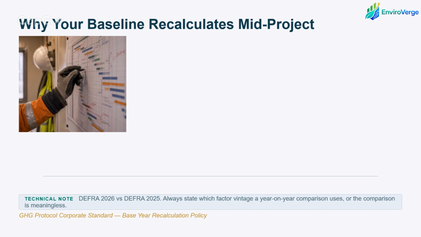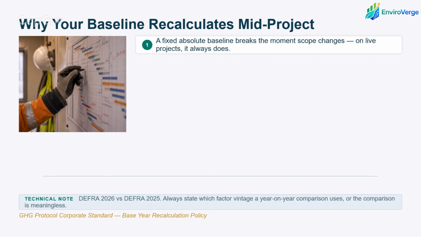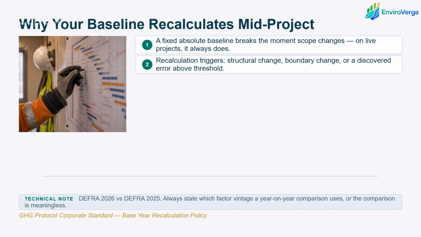Which brings us to the baseline, your reference year, the thing every reduction gets measured against. A fixed absolute baseline breaks the moment your scope changes, and on a live project, it always changes. Recalculation triggers are structural change, boundary change, or a discovered error above your significance threshold.